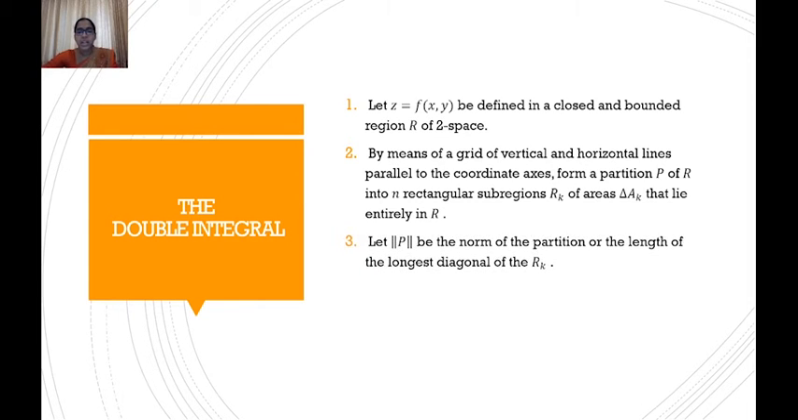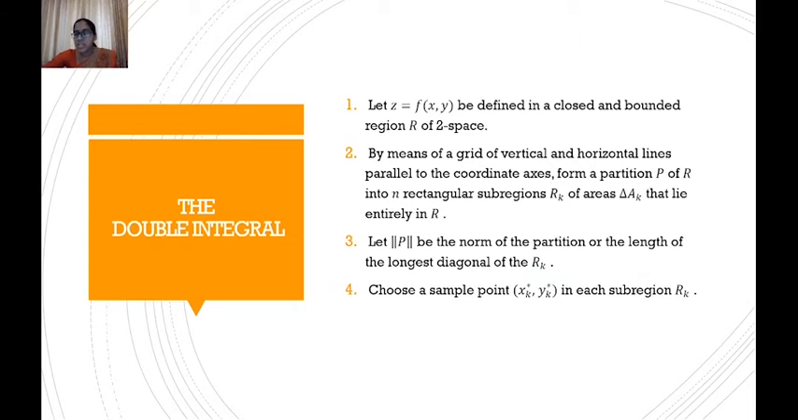Then we have the norm of P. The terminology norm was considered to be the norm of the partition. Here it will be the length of the longest diagonal of Rk. In line integrals it was the length of the largest subinterval. Since we are considering rectangular regions, each diagonal may be different, so we are going to choose norm P to be the length of the longest diagonal of Rk.